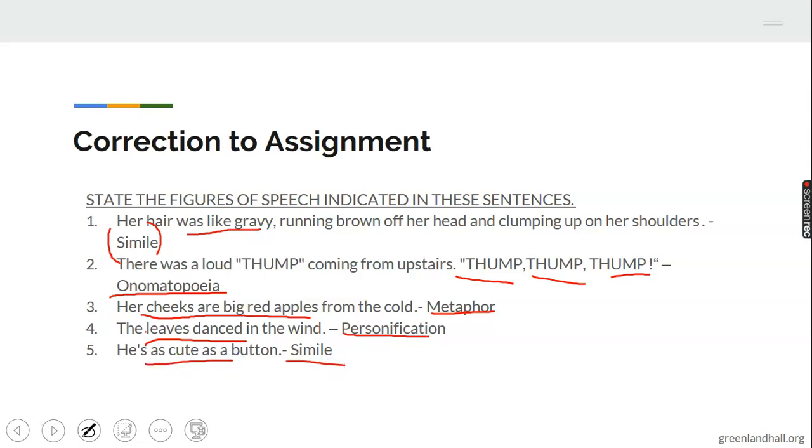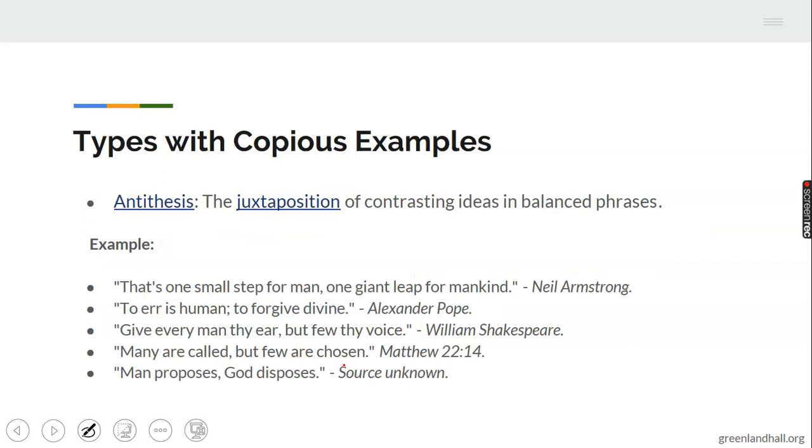Let's run through the remaining figures of speech you have for the day. The first one is antithesis. Here you juxtapose ideas. You weigh them and put them in a balance. You contrast ideas. Ideas are contrasted and put in a balanced phrase.